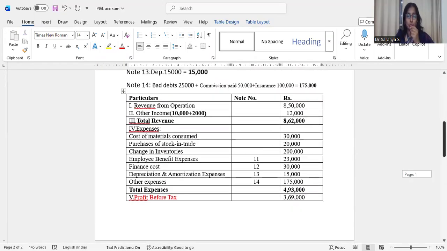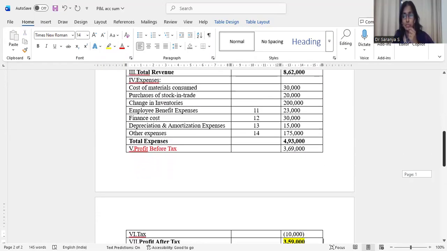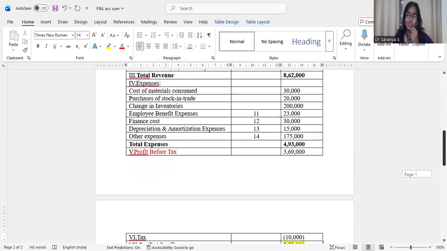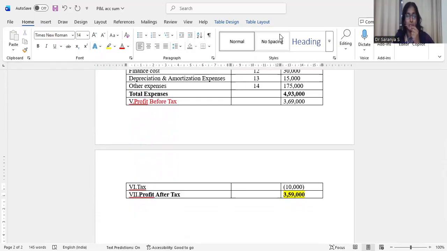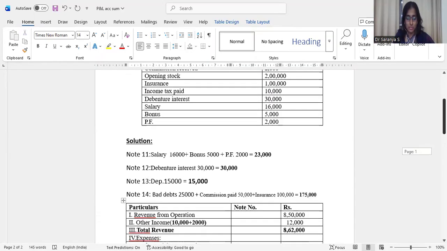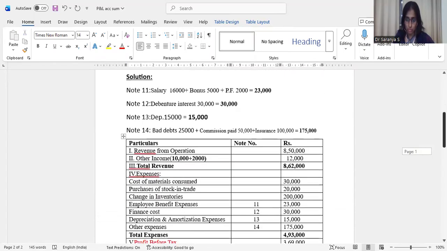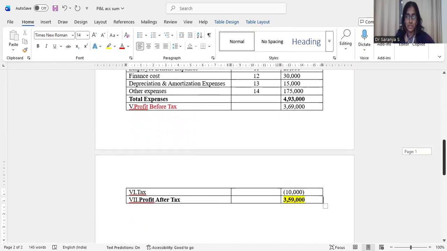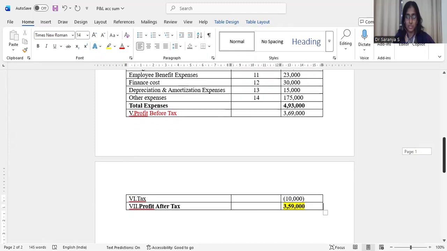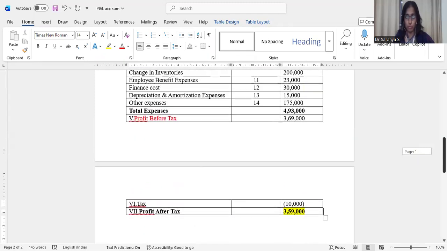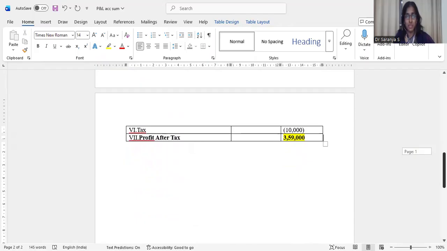Note number 11, 12, 13, 14 is easy to prepare first. Then you enter in the template. I think it will be helpful for you to find out the profit after tax. So I repeat, note number 11, 12, 13, 14 we discussed. Then we entered the answers which we got in the working notes in the template, and we got profit before tax. Then we got minus tax. Then we got profit after tax, which is 3,59,000.